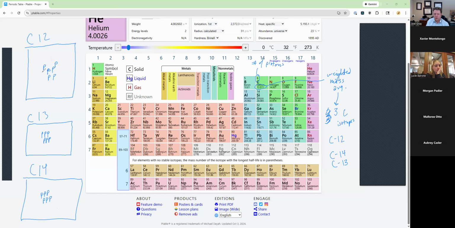Now, what else is found in a nucleus? I mean, you can give me a neutron. Perfect. So what I need to know is how many neutrons should I draw or should I write for my C12 isotope?